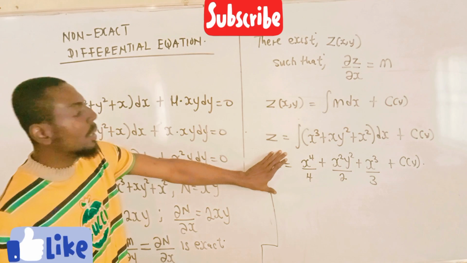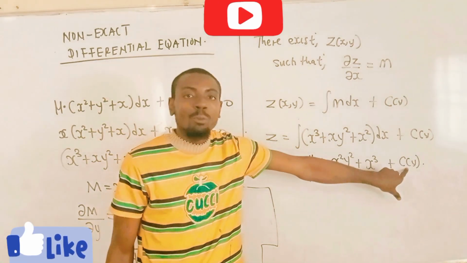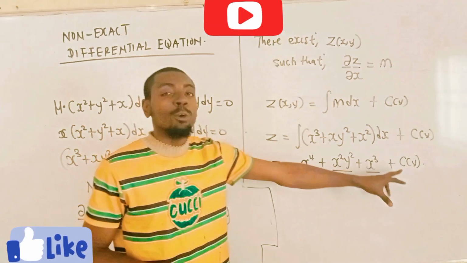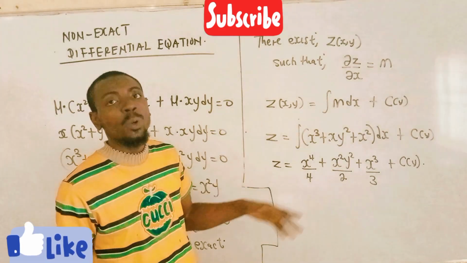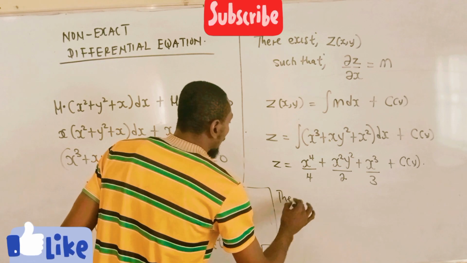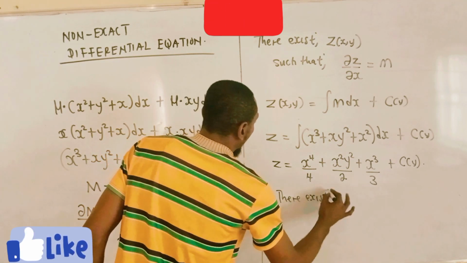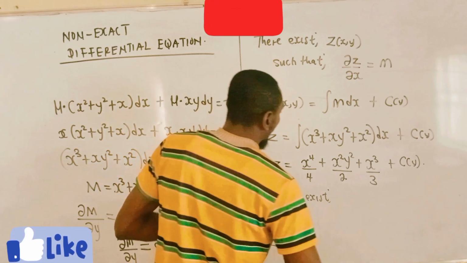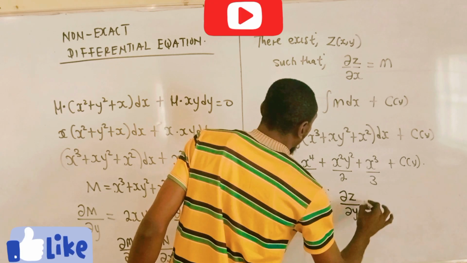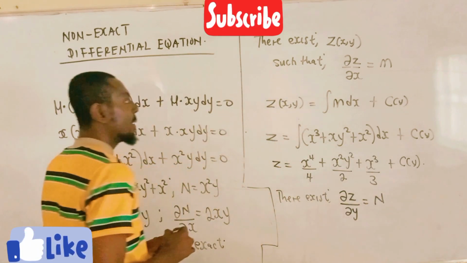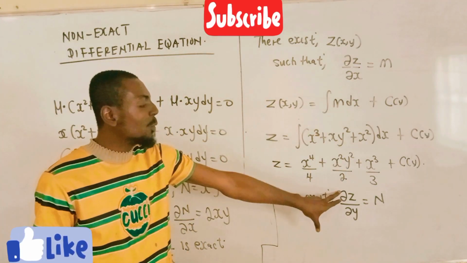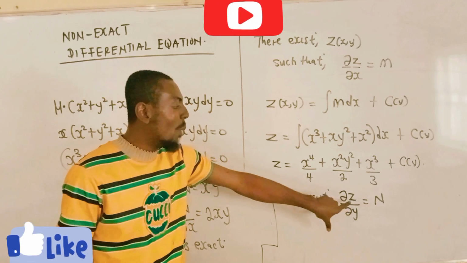This is our main equation, of which we are going to find the value of c of y to have a complete solution. So for us to find the value of c of y now, we are going to differentiate this function with respect to y. So there exists also the second instance, which is the partial differentiation of z with respect to y, now equal to N. So the first is the partial differentiation of z with respect to x is M, the second is the partial differentiation of z with respect to y is N.